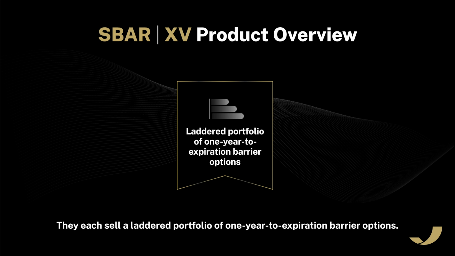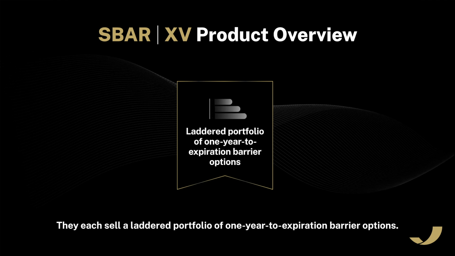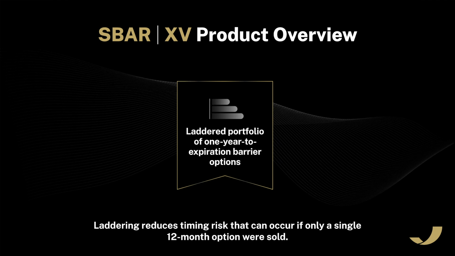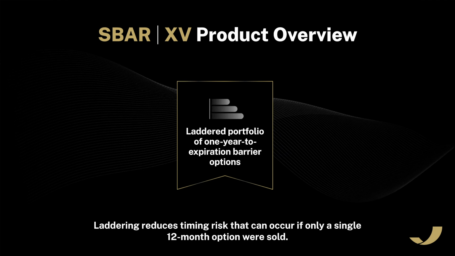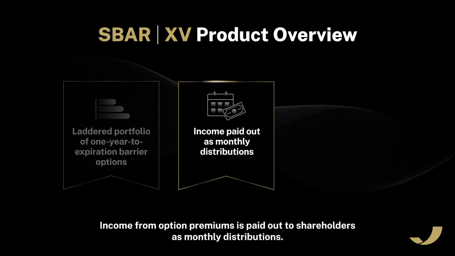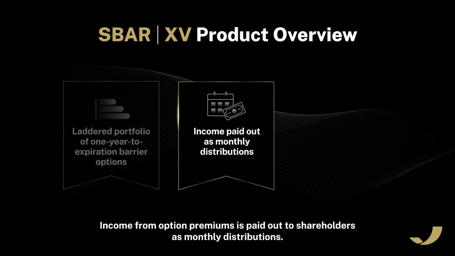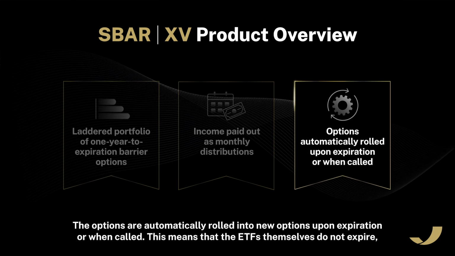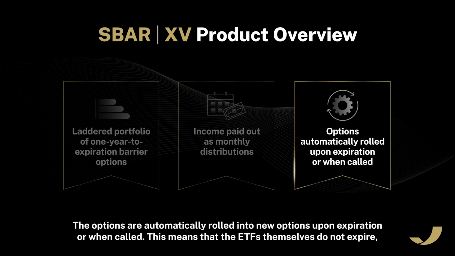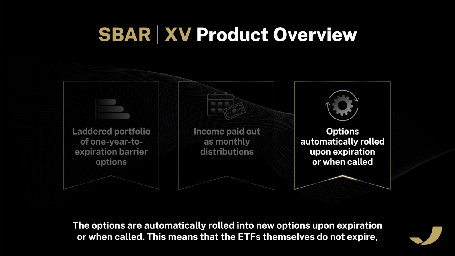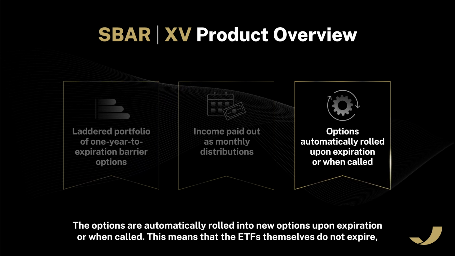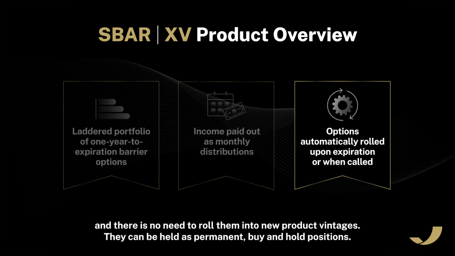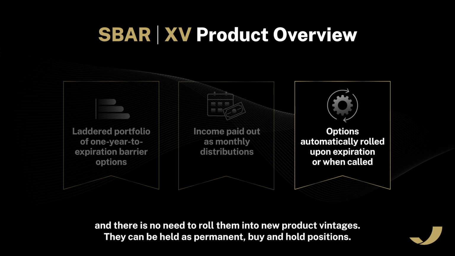They each sell a laddered portfolio of 1 year to expiration barrier options. Laddering reduces timing risk that can occur if only a single 12-month option were sold. Income from option premiums is paid out to shareholders as monthly distributions. The options are automatically rolled into new options upon expiration or when called. This means that the ETFs themselves do not expire, and there is no need to roll them into new product vintages. They can be held as permanent buy and hold positions.